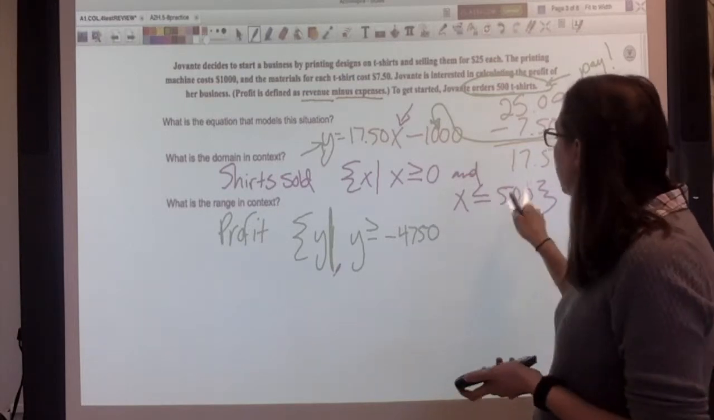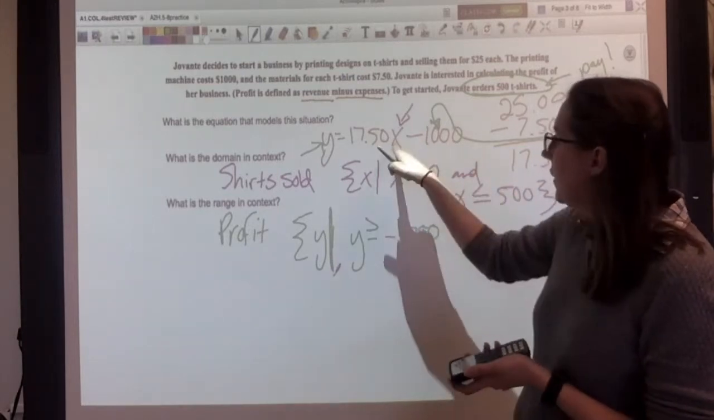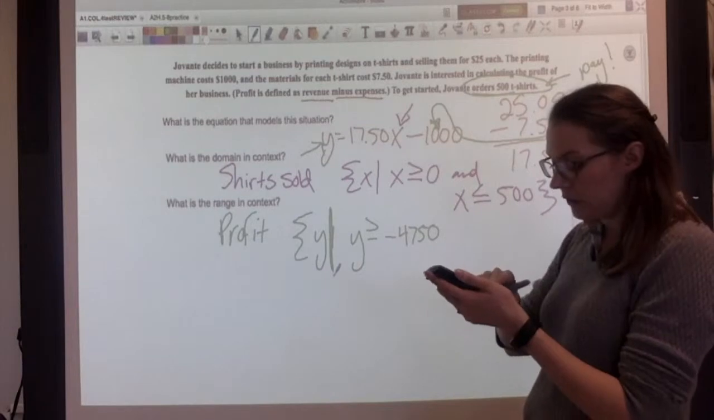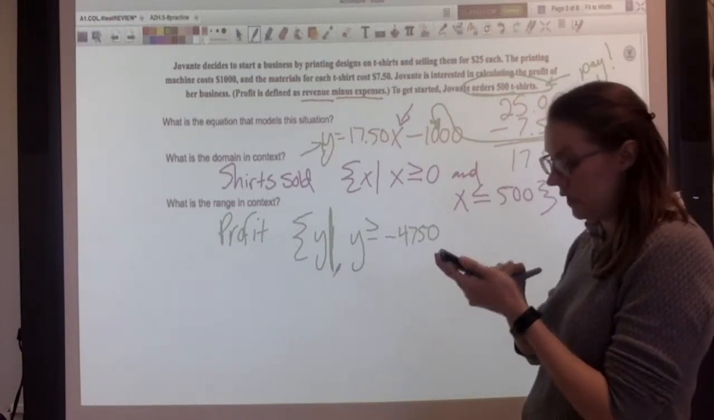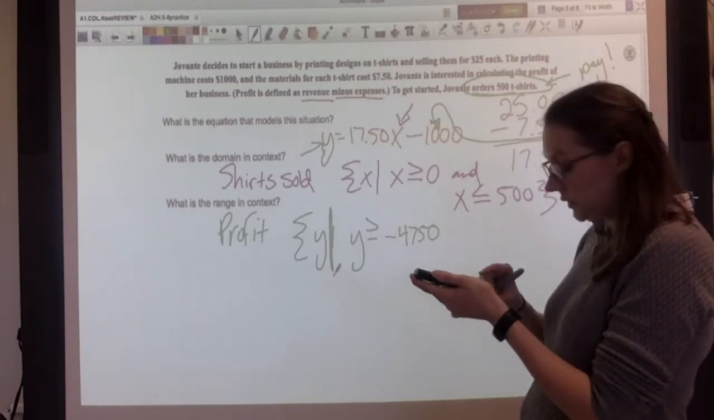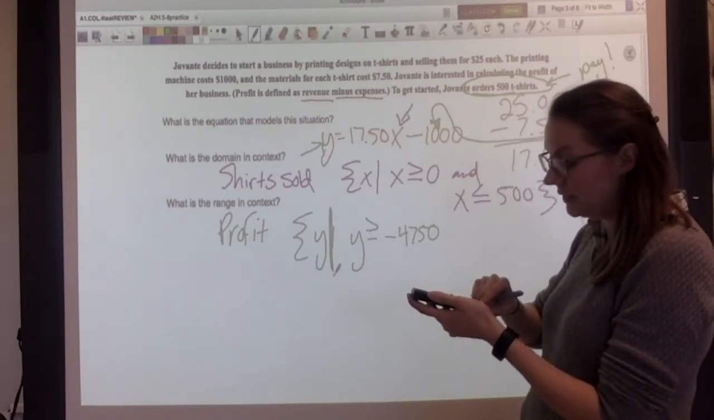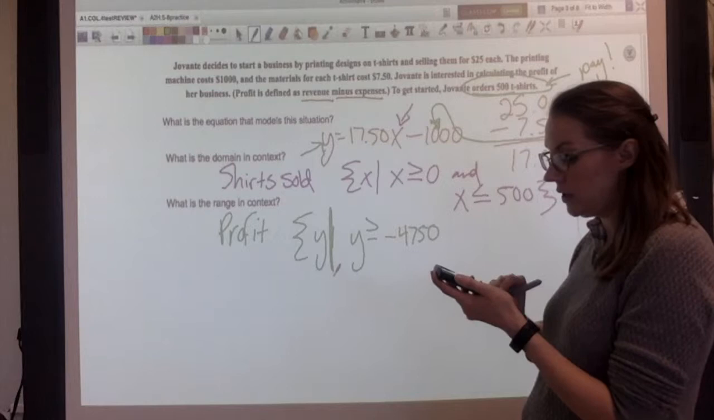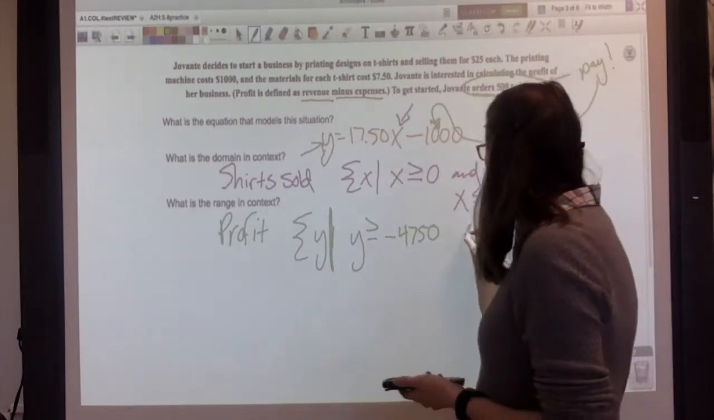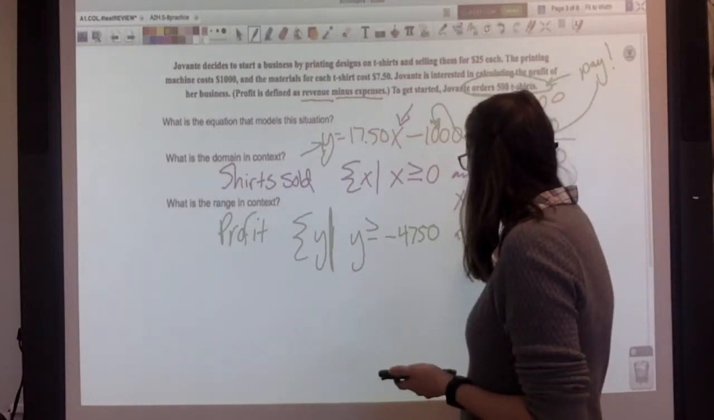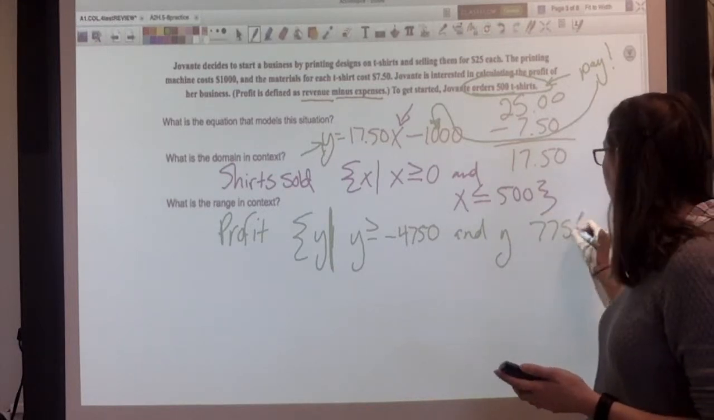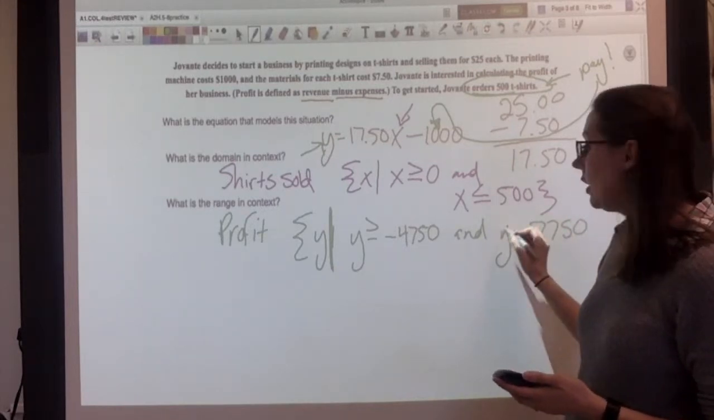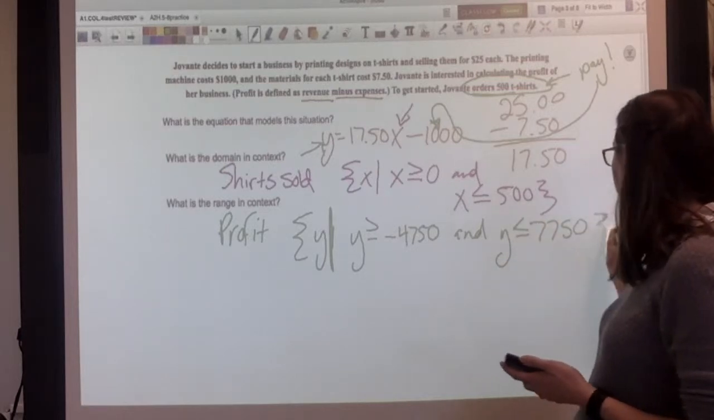Okay? So if she sells all 500 of those, I'm going to take that 500 and plug it in here. So 1750 times 500 equals plus, oh, just kidding, minus, because she had to pay for it, $1,000. Her maximum amount would be $7,750. So her profits could be less than that or equal to it.